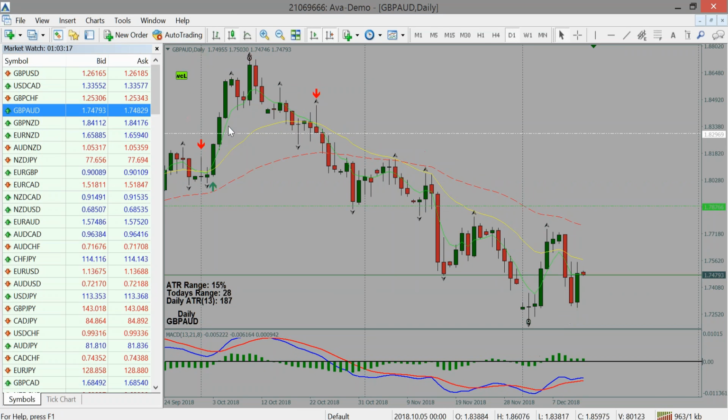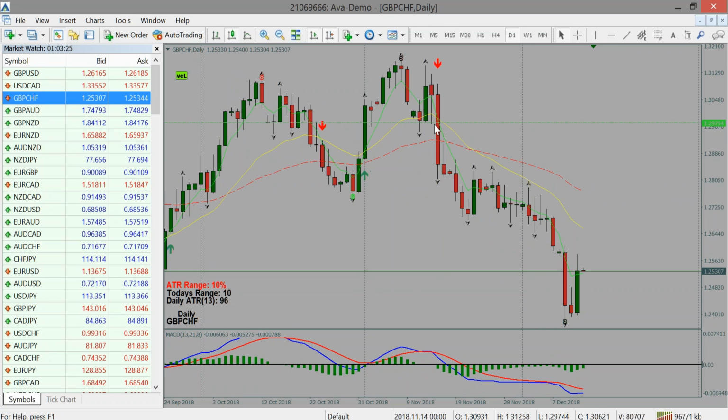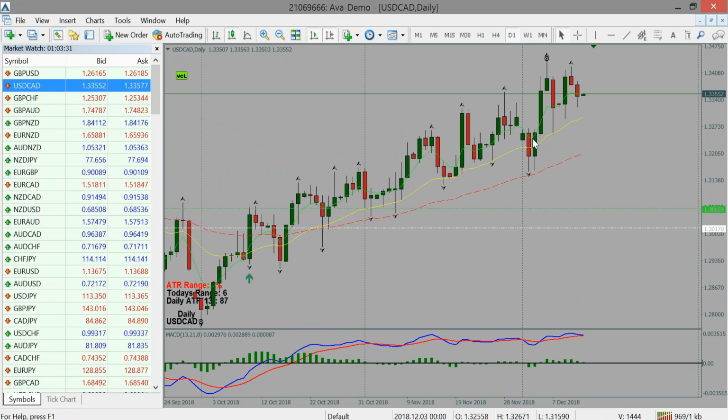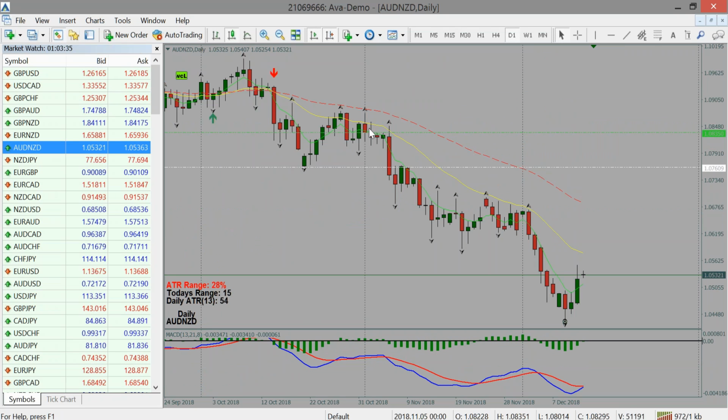Let's switch over to GBP Aussie. Notice the traffic light effect here on the daily. GBP Chief, traffic light effect. See, it's a trend going down on the daily. US CAD, traffic light effect, trend going up. Okay, Aussie New Zealand. Look at this beautiful traffic light effect. Going down.